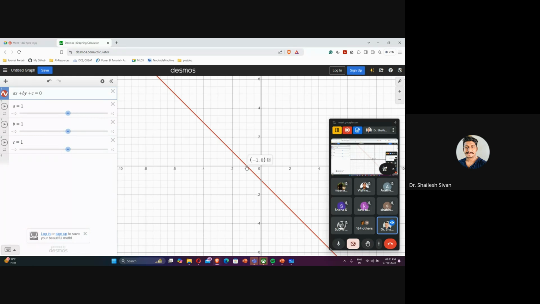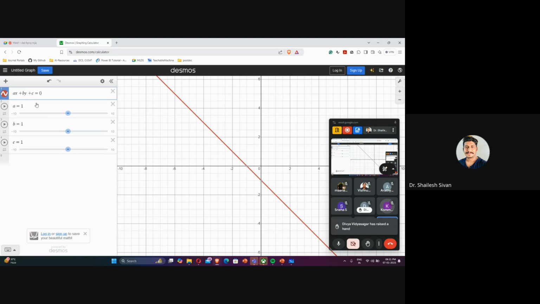That is, see, if you consider this point, it can be minus 0.5 and minus 0.5. The equation is getting satisfied, right? So every point on this line, if you move this cursor, you can see different points on this line. Every arbitrary point on this line, suppose you take this point also, will get satisfied with this equation.